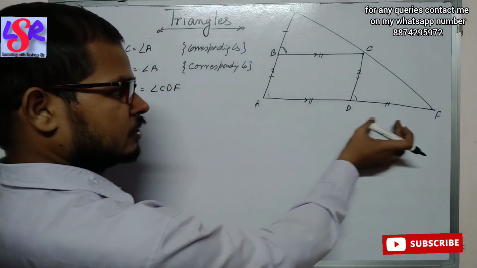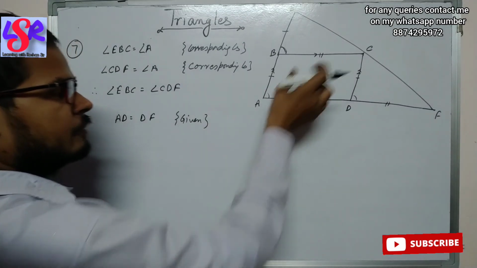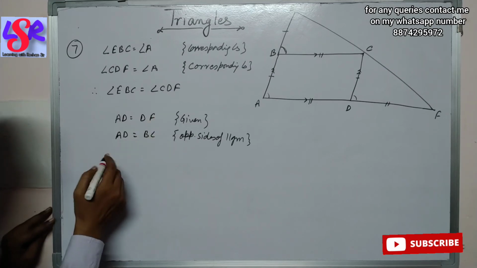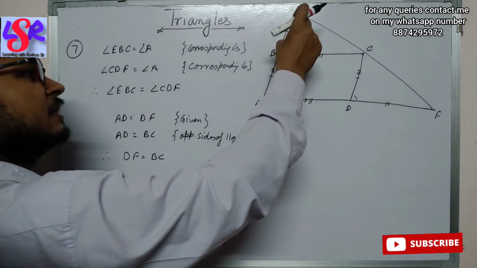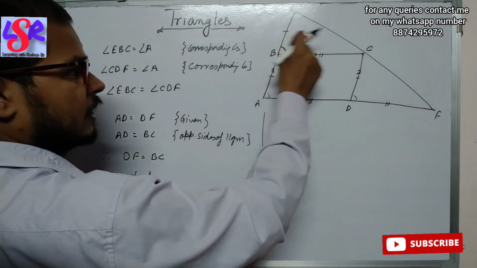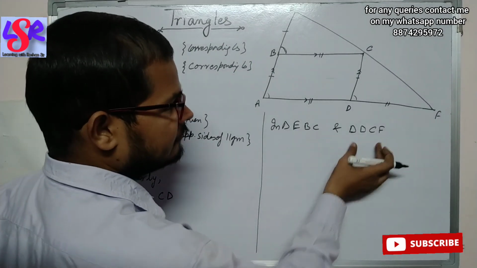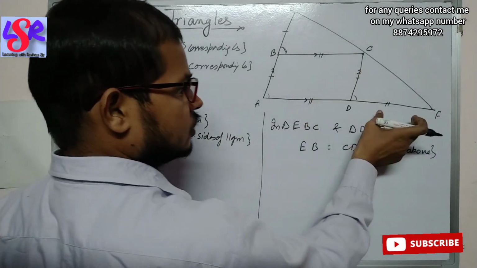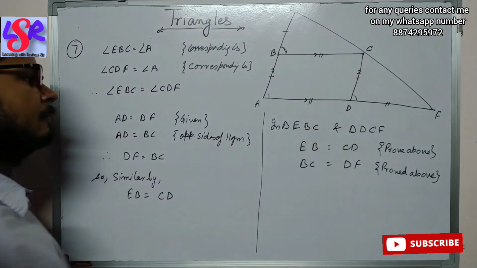Now AD equals DF given to us and AD equals BC, opposite sides of a parallelogram. Now from these two, we can conclude that DF equals BC. Now as we have proved this DF equals BC, similarly we can prove this EB equals CD. So now we can prove these two triangles congruent to each other. So in triangles EBC and DCF, EB equals CD proved above. Then BC equals DF again proved above. And at last this angle equals this one proved above.